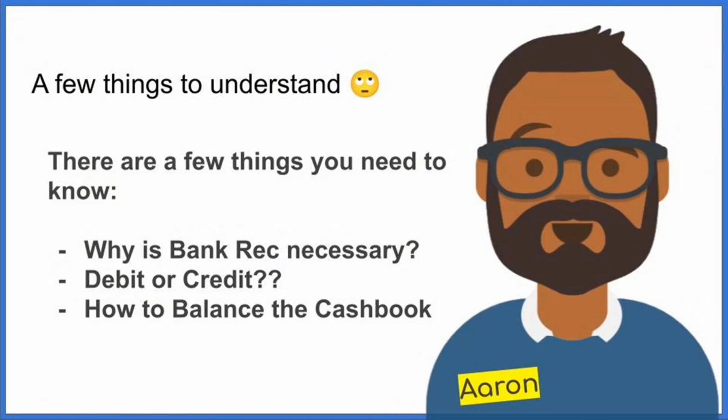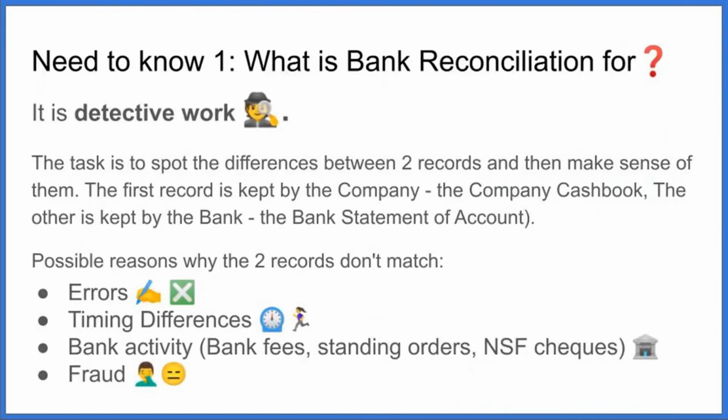The first thing is, why is bank rec necessary? This is something that CXC does ask on the exam. Essentially, you need to know that it's detective work, where basically your task is to compare the two records, being the cash book, which is the company's record of the money that it received and paid out, and the bank statement, which is the bank's matching copy of transactions that happened, what went in, what went out. Because the totals on these don't always agree at the end of a month, you need to do bank reconciliation, which is where you compare these two records to make sense of the differences that you see.